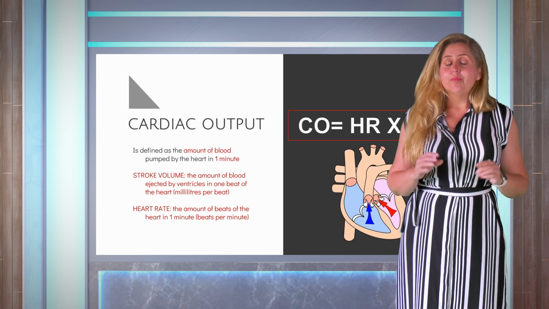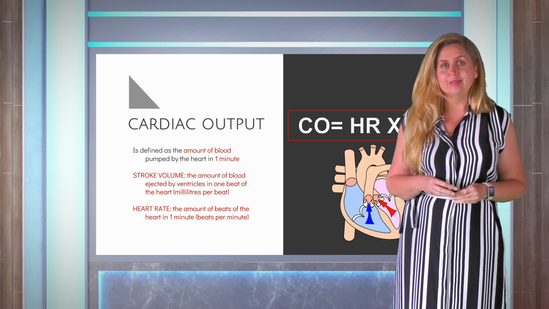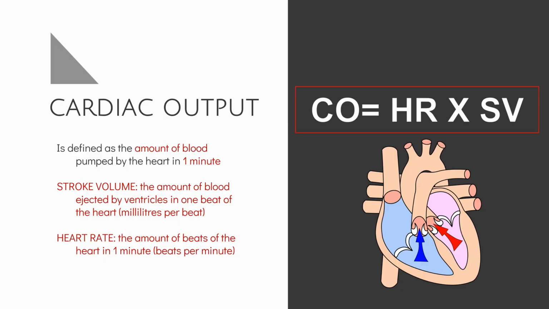Okay, so bear with me here. Cardiac output has quite a few equations in it. So this is where the maths part comes in, but it's completely doable maths. Let's have a look on that right-hand side. We've got cardiac output equals heart rate times stroke volume. Cardiac output is defined as the amount of blood pumped by the heart in 1 minute. Stroke volume is the amount of blood ejected by the ventricles in 1 beat of the heart, which is milliliters per beat. Heart rate is the number of beats of the heart in 1 minute, beats per minute.